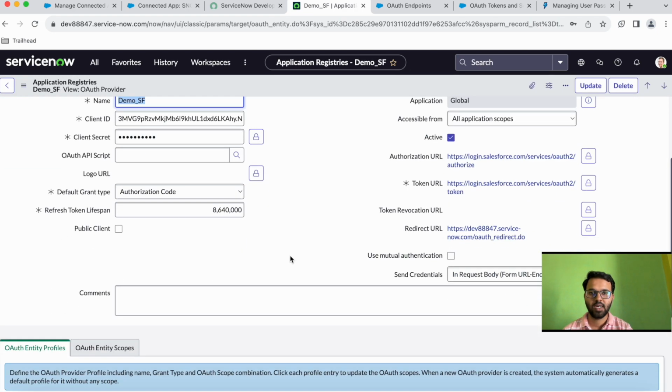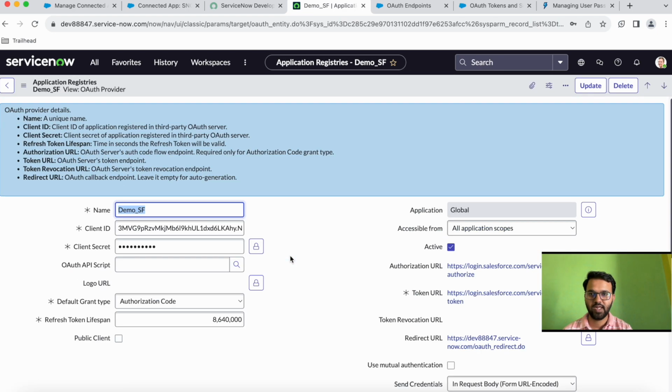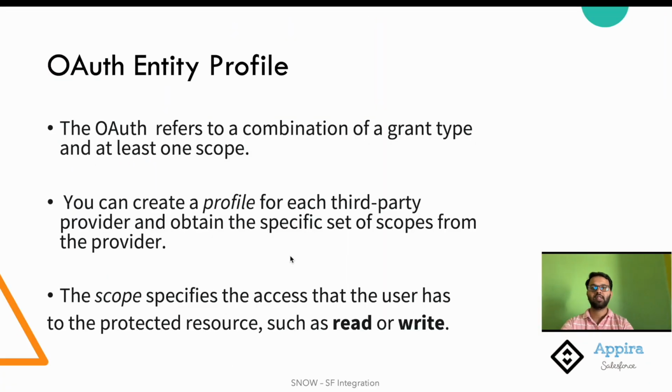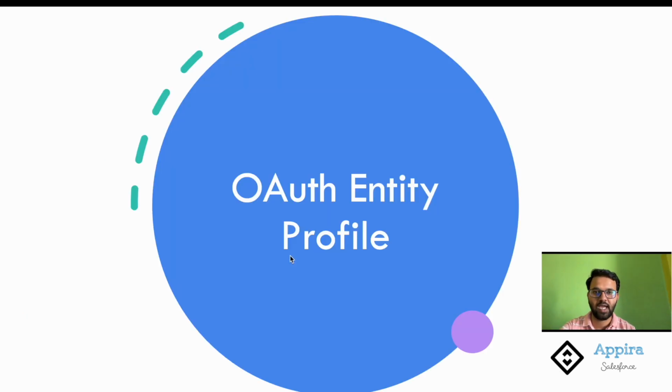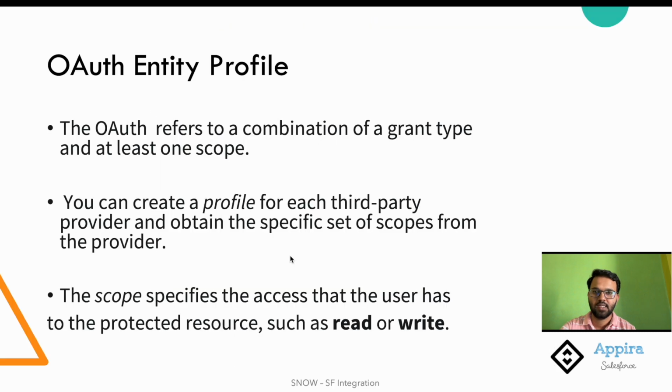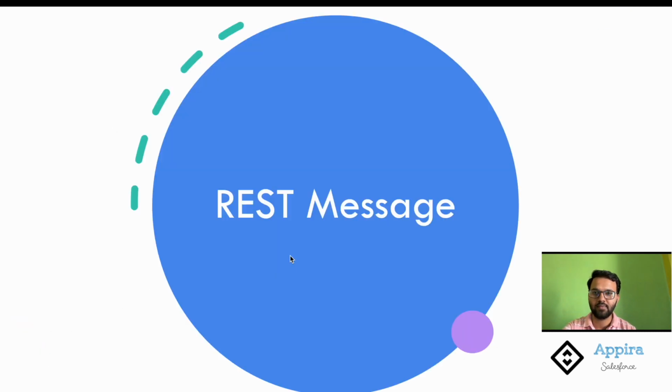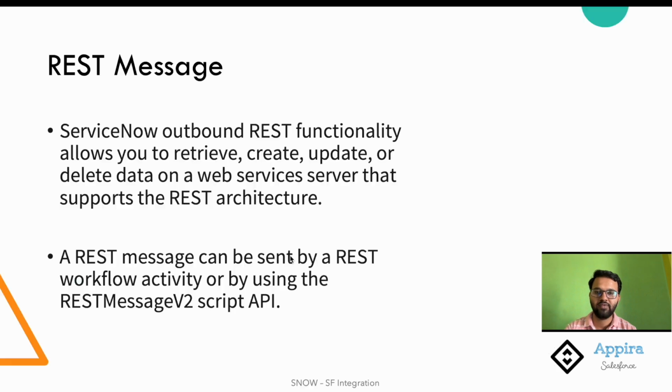Okay, we are done with this configuration. Let us go back to our presentation. So we're done with the OAuth entity profile. It was basically created by default when we created the application registry. Then we defined the scope. The scope was full, and now it is time for the REST message.